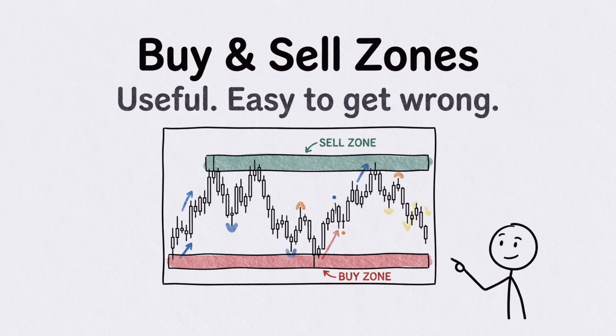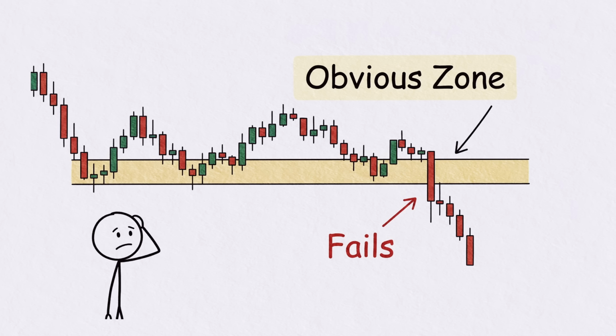Buy and sell zones are probably one of the most useful concepts in trading, and they are also one of the easiest to get wrong. Most traders draw a box where price reacted before. They call it support, resistance, supply, demand, whatever. Then price comes back, they enter, and price slices straight through it.